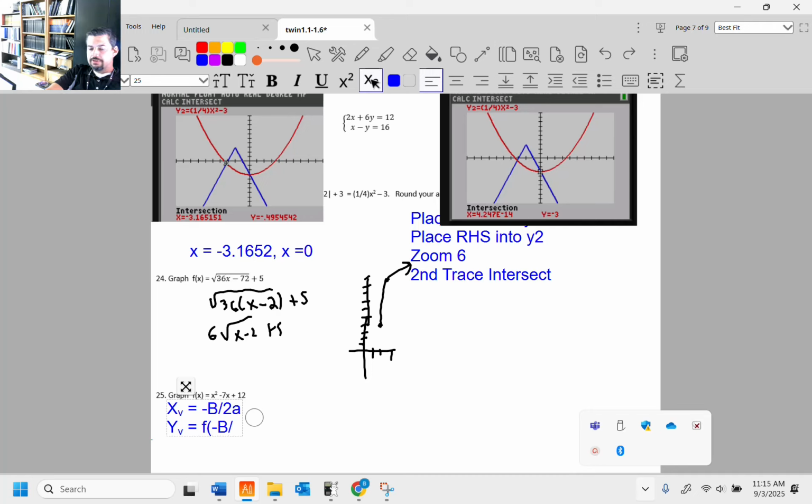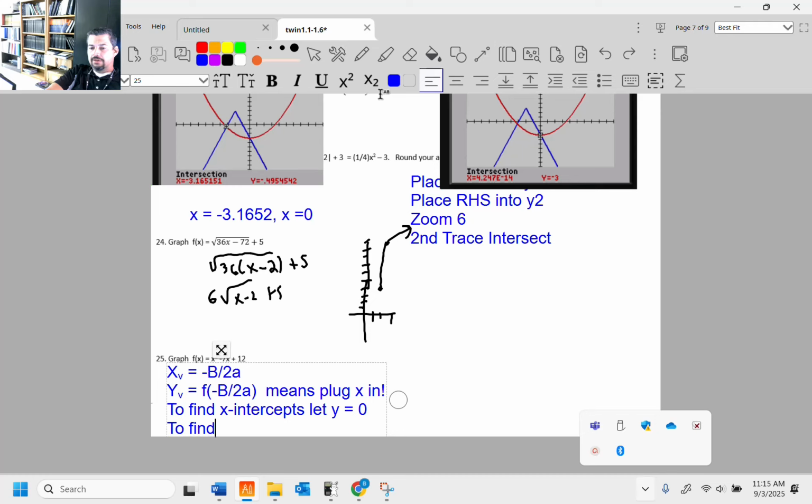And I know some of us are functionally challenged here. That means plug x in. Okay? Other things. To find x-intercepts, let y equal 0. And to find y-intercepts, we let x equal 0.